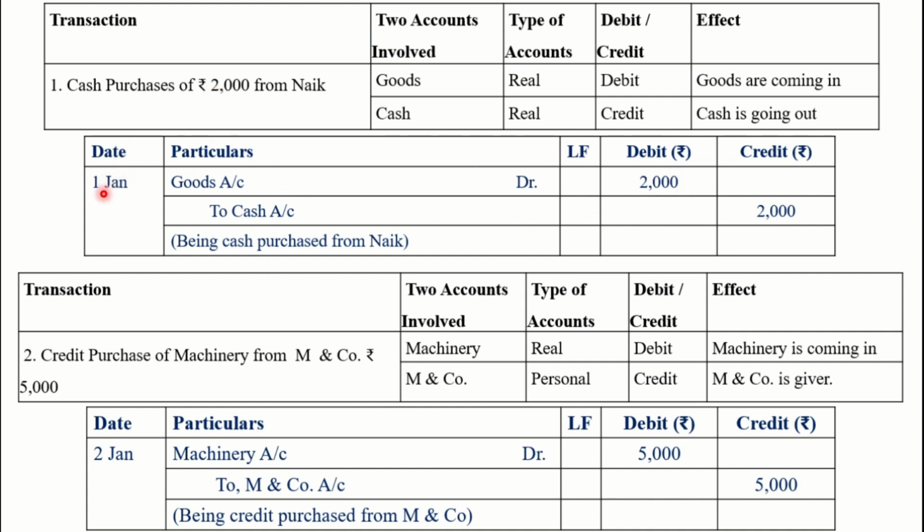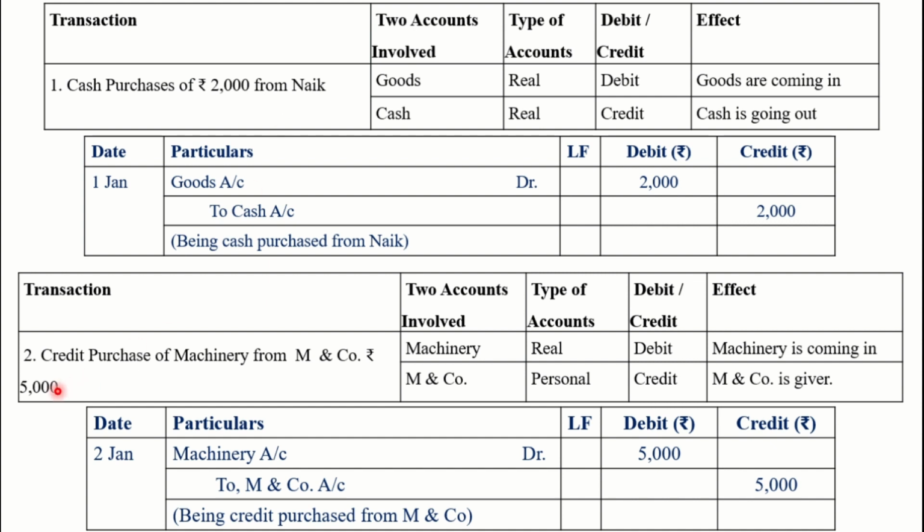Date 1st January. Particulars: goods account Dr, ledger folio, debit rupees 2000. Then to cash account, credit rupees 2000, and a short explanation about the transaction, being cash purchased from Nike. This we call a narration. This is the journal entry of this transaction: cash purchase of rupees 2000 from Nike.